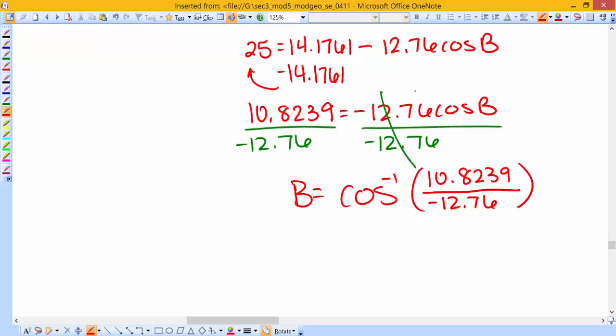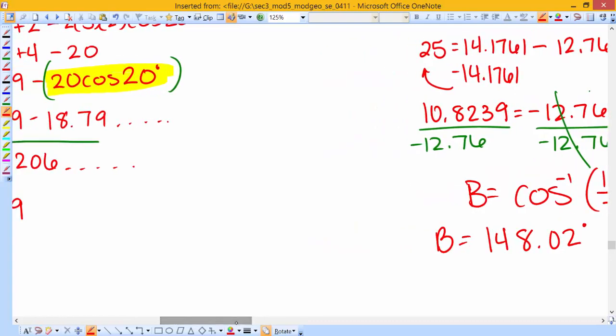Those of you who do not use the entire decimal for 10.8239, you will get a different answer from those who do use the whole decimal. So please be careful. Don't be lazy. It's not going to kill you. So I'm going to use inverse cosine parentheses 10.8239. Be careful when you're typing in. Don't mix numbers around. Divided by negative 12.76. And I end with 148.02 degrees. That's my angle B.